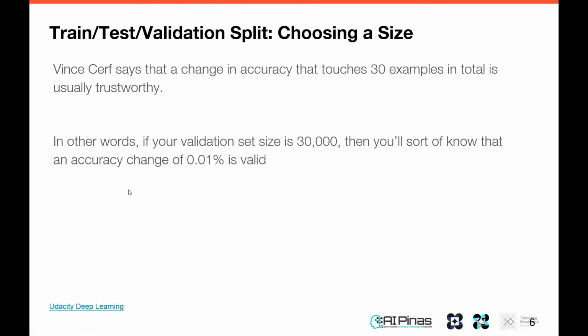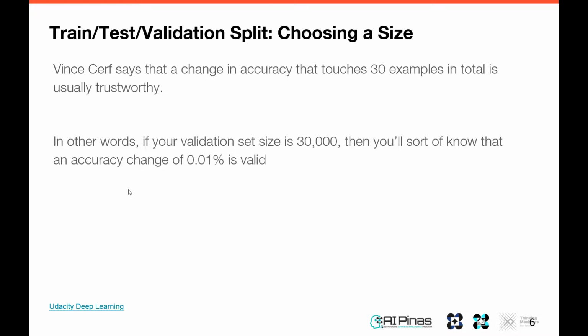So how big do these datasets have to be? The Udacity Deep Learning course has an interesting segment by Vincent Vanhoucke, who says that a change in accuracy that touches 30 examples in total is usually trustworthy. Good enough for him, good enough for us. So in other words, if your validation set size is 30,000 items, then you'll know that an accuracy change of 0.01% is valid.